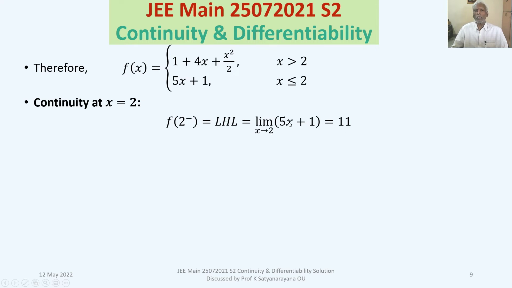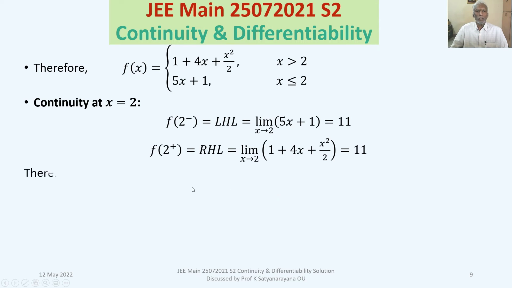5x plus 1 is what? It is a polynomial and it is continuous. So therefore it will be 5 times 2 plus 1, that is 11. And f of 2 plus, the right hand limit, and in the right hand limit f of x is 1 plus 4x plus x square by 2, limit x tends to 2, it will be 11, and they are equal.